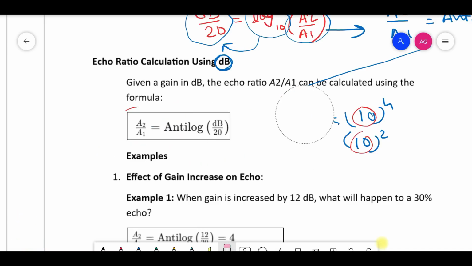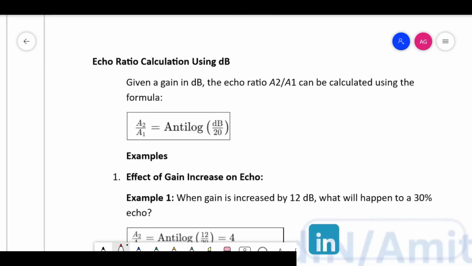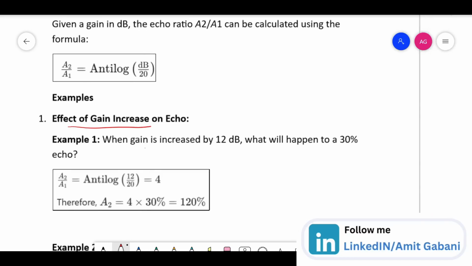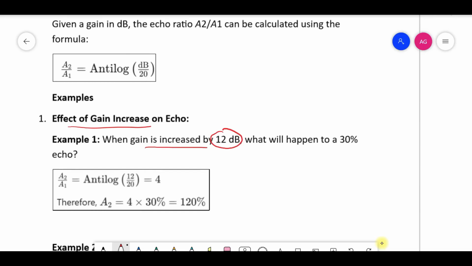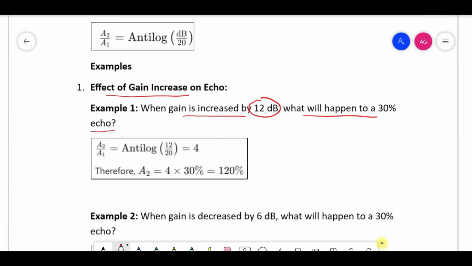Okay, so this is also quite easy. If you know how to take antilog, then it will become easy. So see its example. What is the effect on echo when gain is increased by 12 dB? What will happen to a 30% echo? Okay, so first assume that the height of echo was 30% and later you increased it by 12 dB. So in that case, the second echo, means the same echo, but how much will the height of that echo increase?